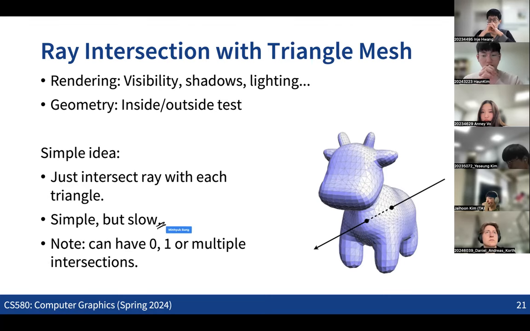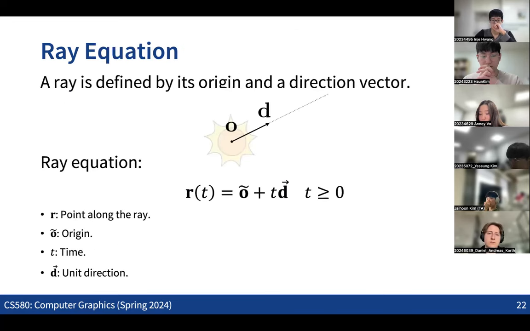So for every single ray and every single discrete object, you should be able to check this kind of intersection. So let's do some simple calculation. Let's think about the case that we have a ray starting from this point. I will denote the origin of the camera center as O tilde, and we are shooting the ray into the D direction, which is the vector here. So now the ray equation can be defined like this, right?